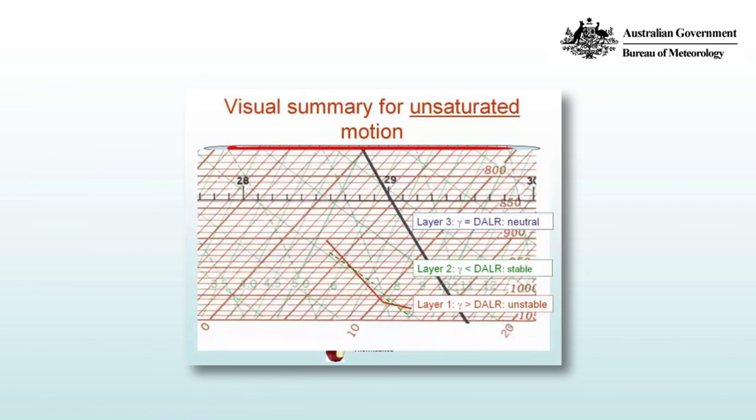For the second layer, the lapse rate is lower than that for a dry adiabatic lapse rate. So the parcel of air ascending at the dry adiabatic lapse rate is always going to be cooler than the environment. And so theta is increasing with height, and therefore it's stable. And finally, our third layer, the lapse rate of the environment and the parcel are the same, which is a dry adiabatic lapse rate, so potential temperature is not changing with height. And so we have neutral stability.